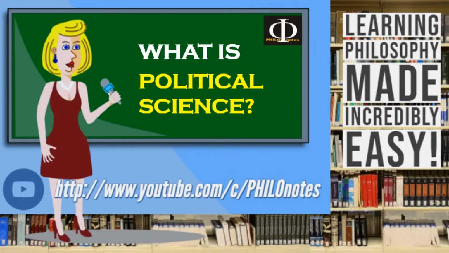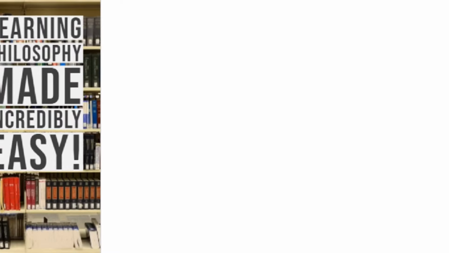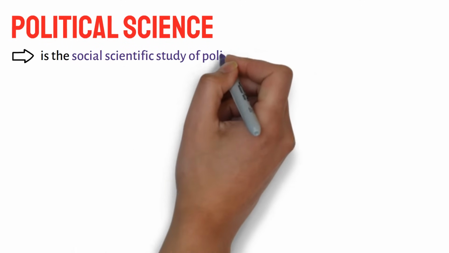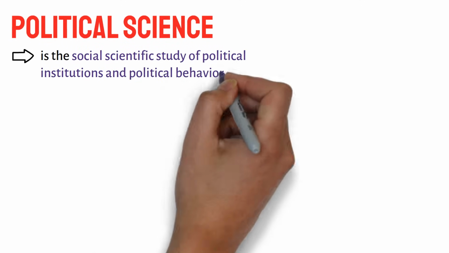What is political science? Broadly construed, political science is the social scientific study of political institutions and political behavior.